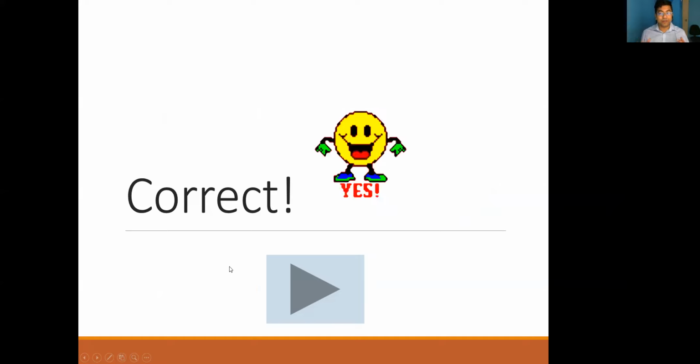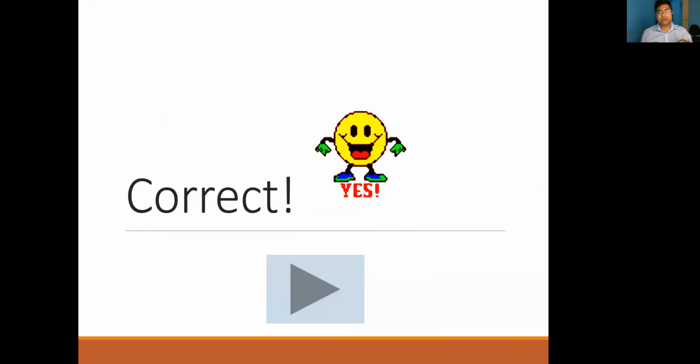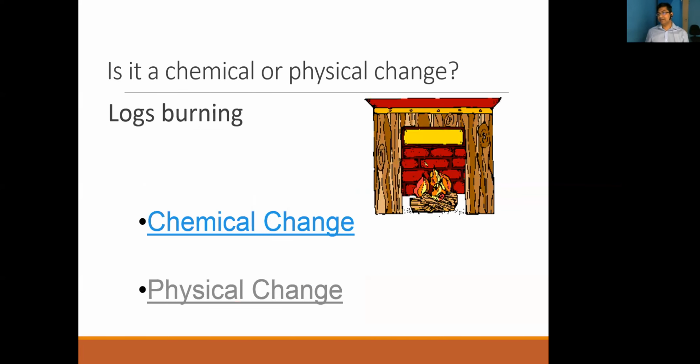Because we are dissolving sugar in the water. So it basically changes from solid to liquid. But we are not making a new product, right? Okay, now the same thing that we showed at the beginning, burning wood for heating up, right? Is it a chemical change or physical change? What do you think? Burning wood, logs burning. Physical change? Okay, let's check.